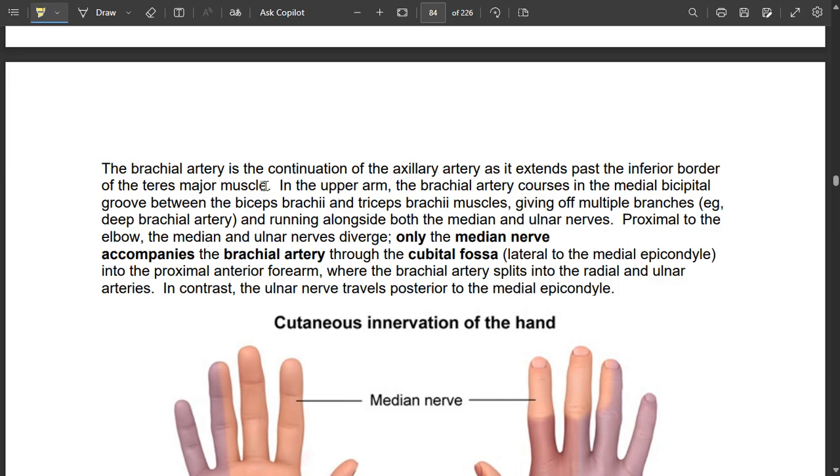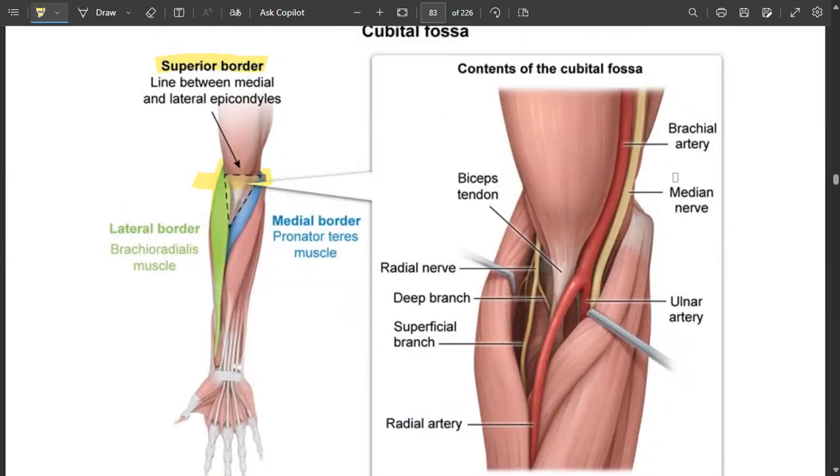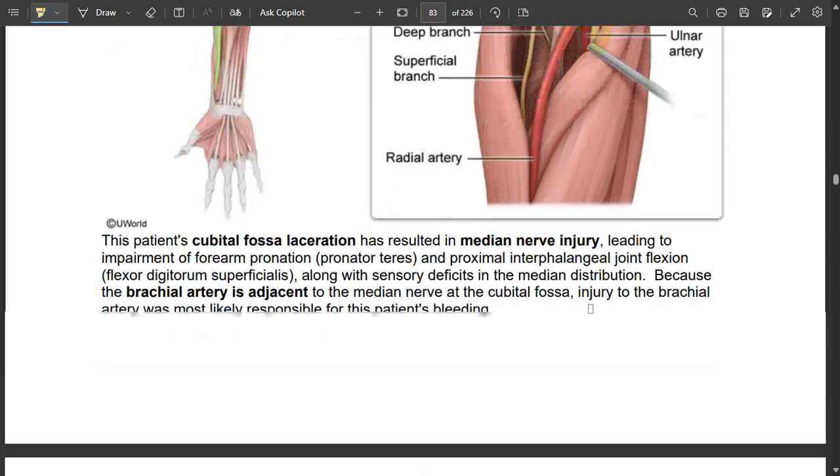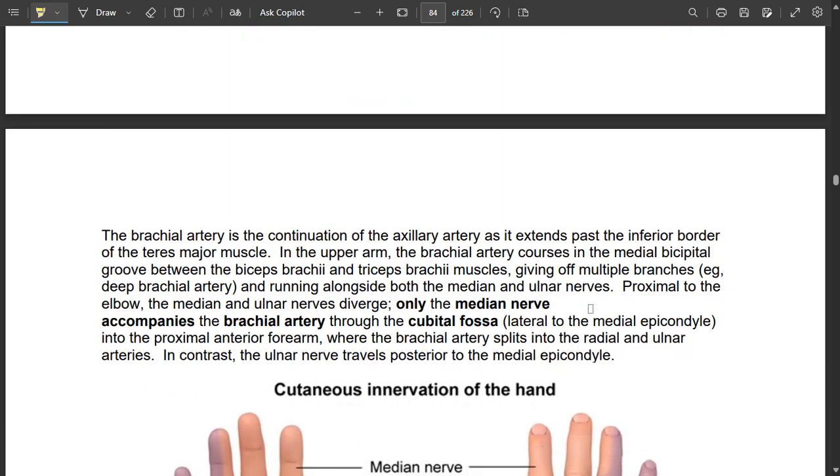Proximal to the elbow, the median and ulnar nerves diverge. Proximally the median and ulnar nerves are distant, but the median nerve accompanies the brachial artery through the cubital fossa, lateral to the medial epicondyle. So the brachial artery moves in the direction of the median nerve.